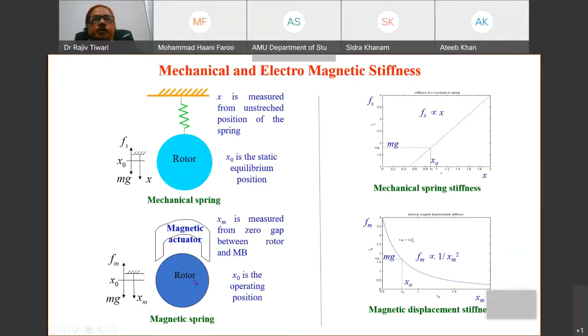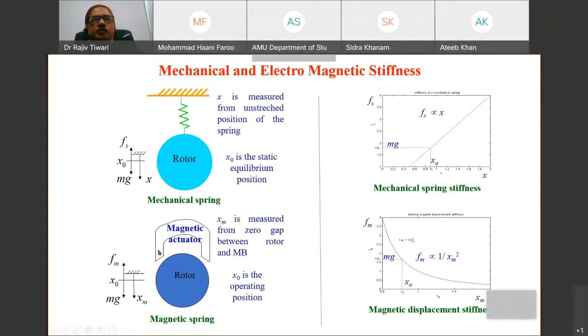In the magnetic bearing, the rotor is floating with the actuator. Here there are two things. One is if we change the rotor position with respect to the magnetic actuator, the magnetic force will change. So this is that particular plot. If we change the rotor position, the magnetic force will drastically reduce. You can see it is reducing non-linearly.